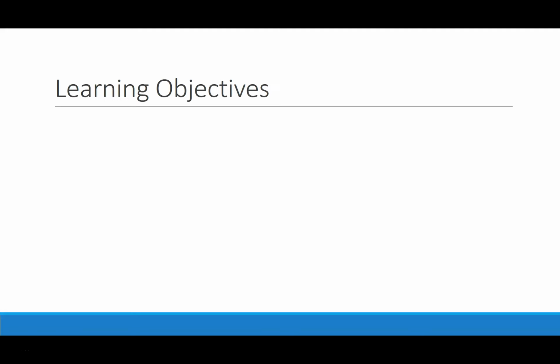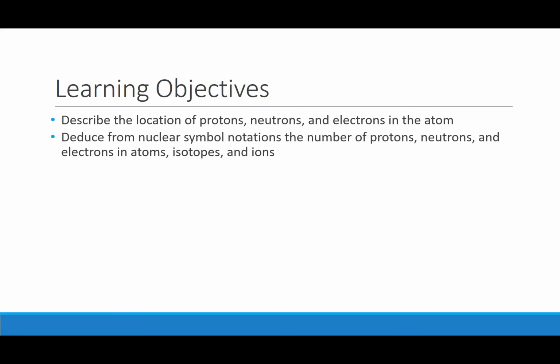After watching this video, you will be able to describe the location of protons, neutrons, and electrons in the atom, and deduce from nuclear symbol notations the number of protons, neutrons, and electrons in atoms, isotopes, and ions.